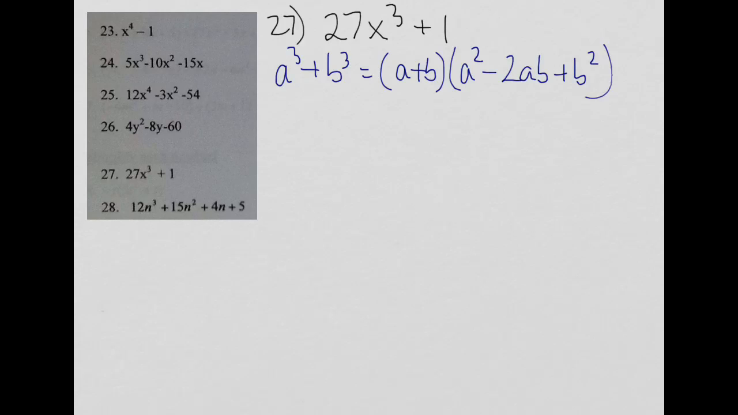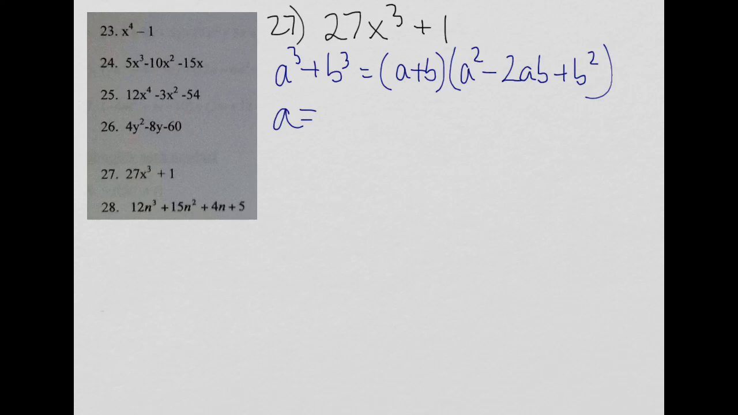Okay, number 27, there is no GCF, but it is two terms. It's not the difference of perfect squares because it's cubes, so it's the sum of cubes. I wrote down the formula that you should remember for a cubed plus b cubed. We just got to figure out what a is and what b is.